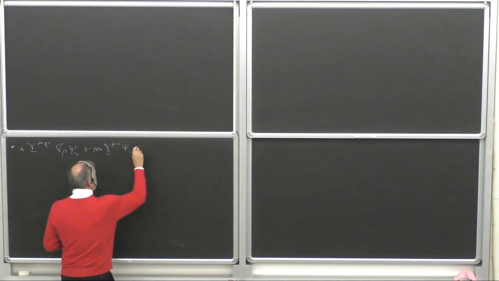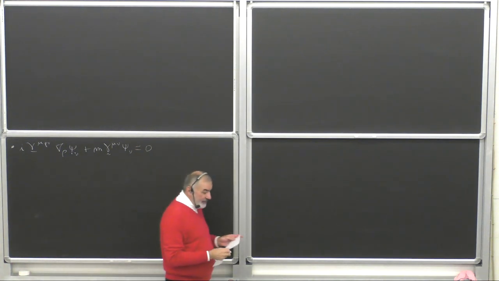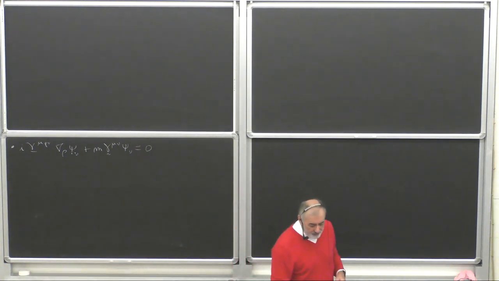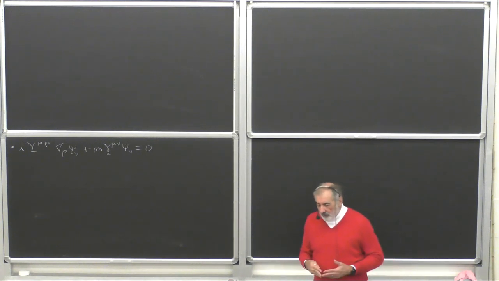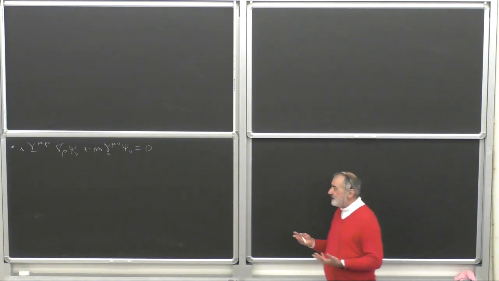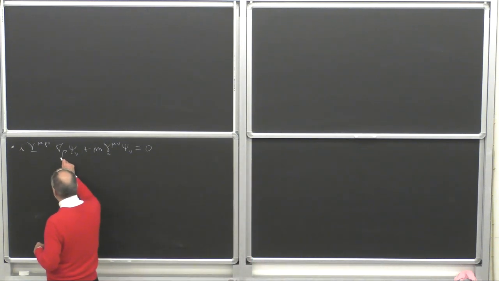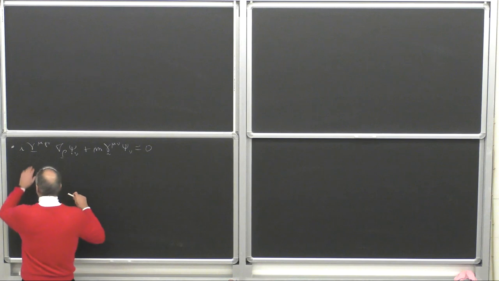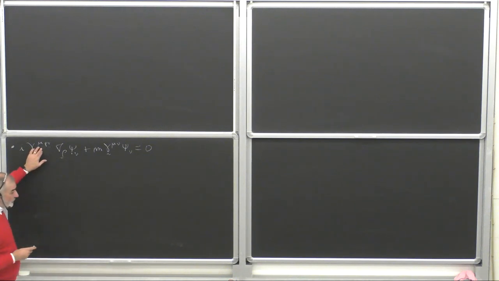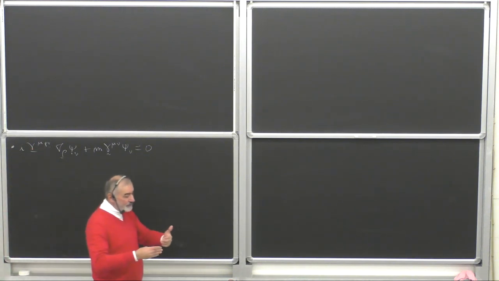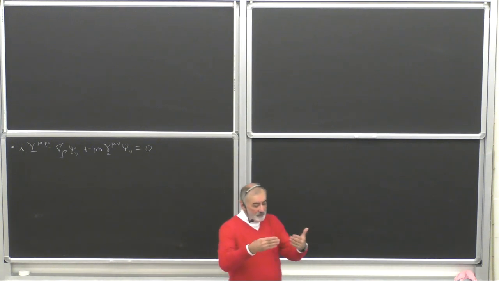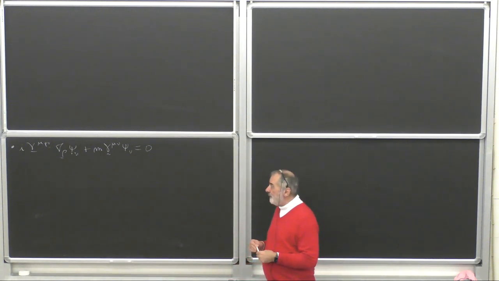Equals zero. It is an equation. And, you know, the little underline on the gamma means you absorb the curved spacetime indices into the vierbeins, and this is the covariant derivative, etc. And this is a shorthand notation for some complicated sum of products of three gamma matrices.